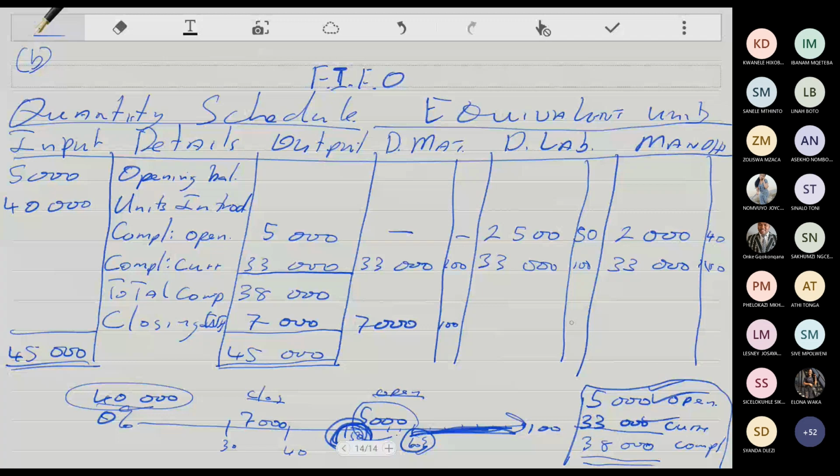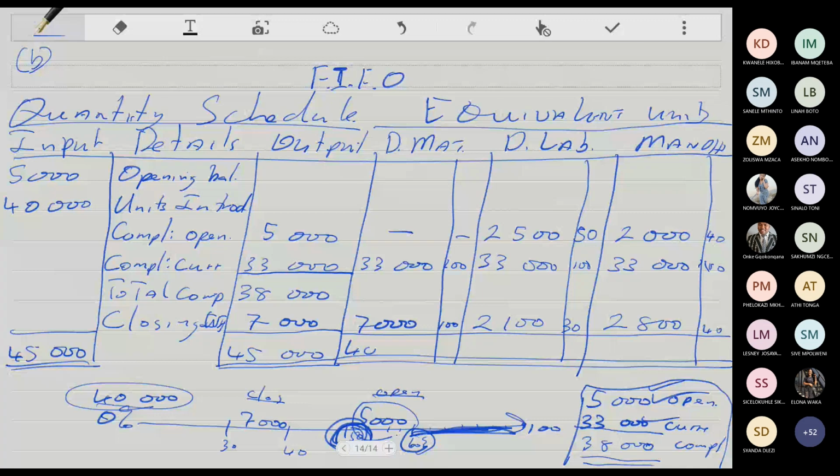That's your first in, first out. So you've got the 33,000 plus the 7,000, so it gives you 40,000. So it has nothing to do with that opening of 5,000 in your direct material column.